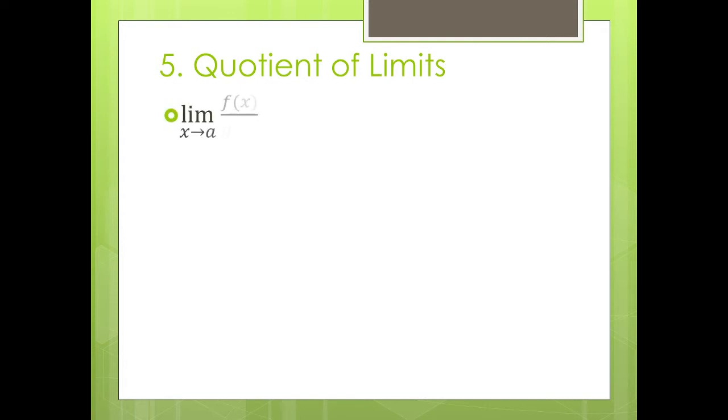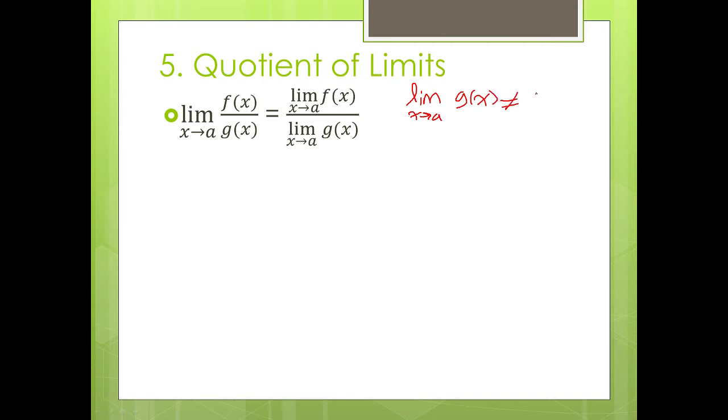So, if I have the limit as x goes to a of f of x divided by g of x, then it is true that we can say the limit as x goes to a of f of x divided by the limit as x goes to a of g of x. There's one other condition, though. And that is, the limit of g of x, in addition to existing, cannot equal 0. Otherwise, bad stuff happens.